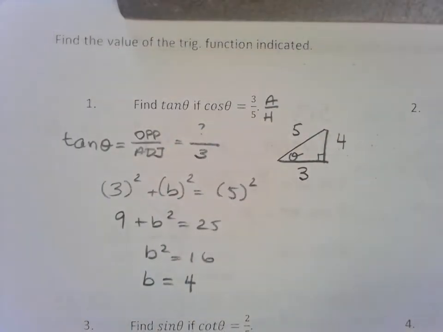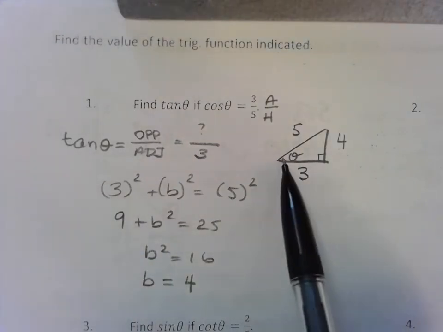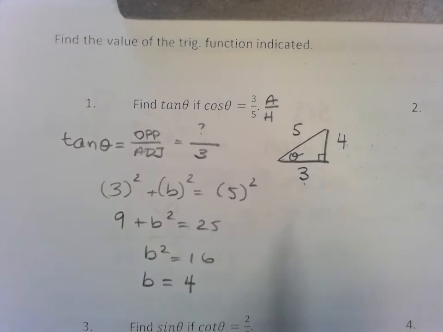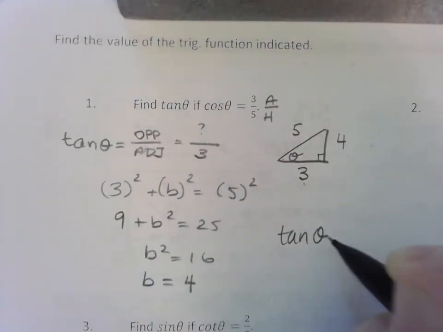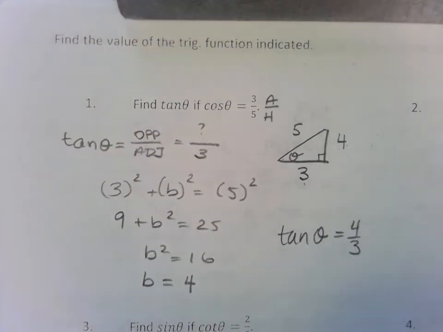So what we can next do is figure out what the tangent of theta is. The tangent is opposite over adjacent. So the tangent of theta is 4/3. And this is our answer.